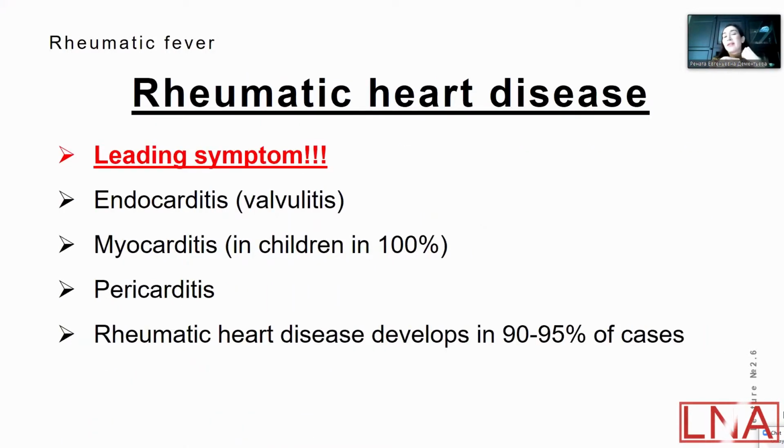About rheumatic heart disease, it's a leading symptom of acute rheumatic fever, which includes endocarditis and valvulitis, leading to damaging of the valves. Myocarditis: in children up to 14 years, in practically 100% of cases you will diagnose myocarditis, inflammation of exactly the mass of myocardium. Pericarditis, when above the pericardium cover, and rheumatic heart disease develops in 90–95% of cases.